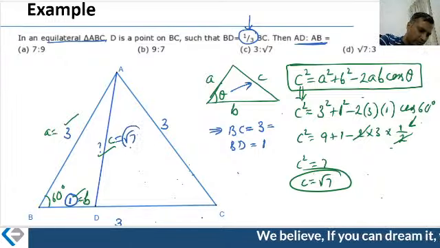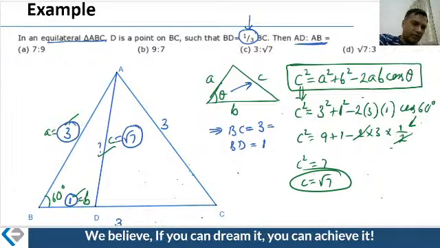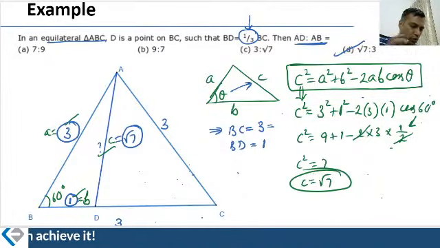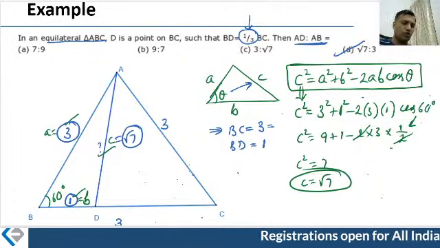So this is root 7 and this is 3. Therefore, the required answer is root 7 is to 3, that is the value of AD is to AB. Such a simple question. If you know the cosine rule, you will close this question within no time, without doing too much construction.